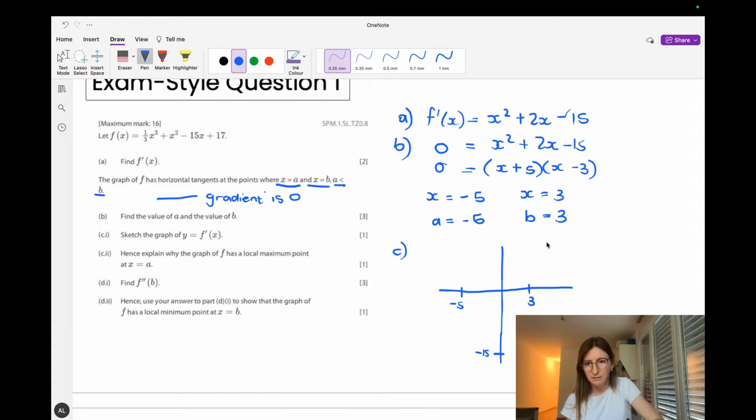And now we can draw our curve. Ooh, no. Let me see. Ooh, going through, no.